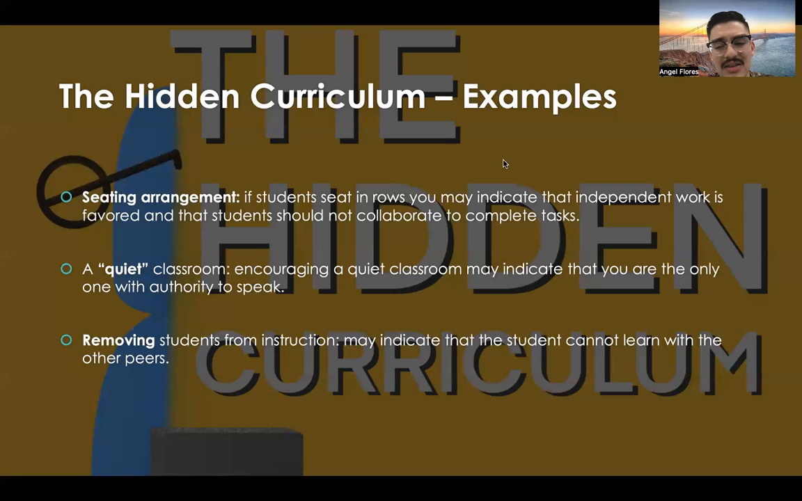That may indicate that the student cannot learn with other peers, that the learning that happens in the classroom is too high of a level that the student cannot do. And so you're basically teaching, informally or not in a purposeful way, the child that you don't belong in this classroom, that the material that I'm teaching is too high for you and that you need something easier than your peers.